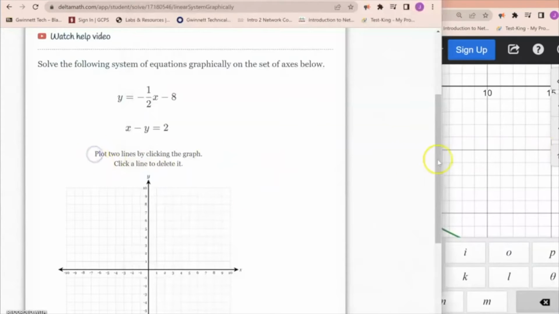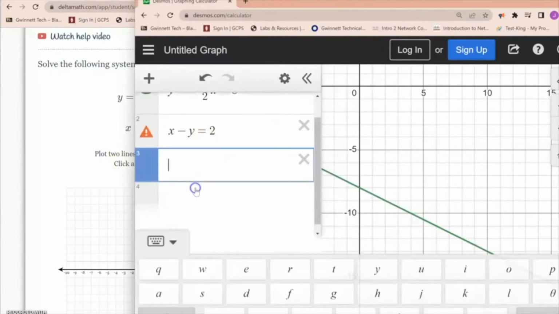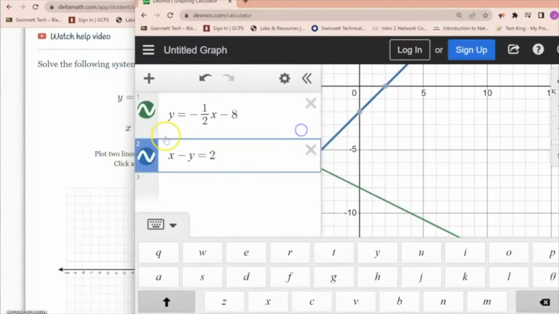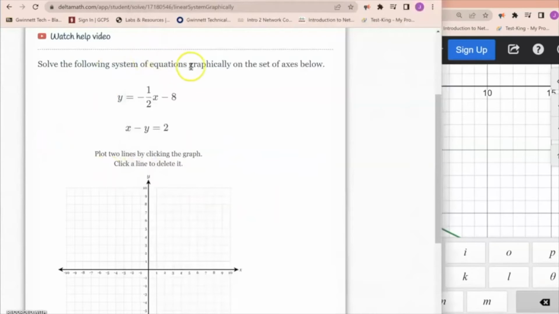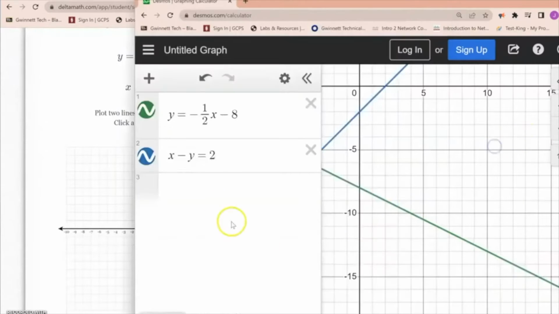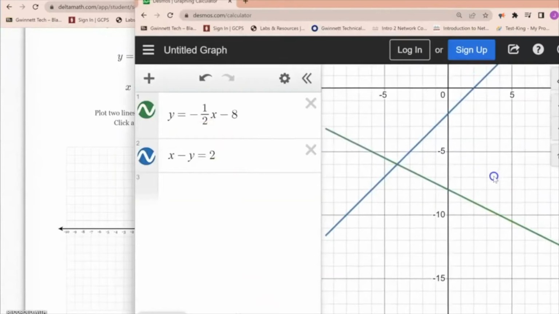All right, why does that have that? I don't know why. I'm just going to paste it again. All right, so that's my equation. Solve the system of equations graphically, or actually I put in the wrong one here. Oh no, this is fine. Yeah, this is right. Okay, cool. All right, boom. So here's my solution.